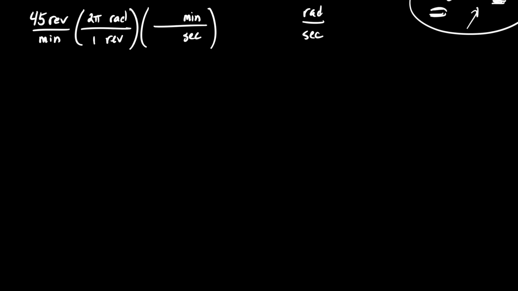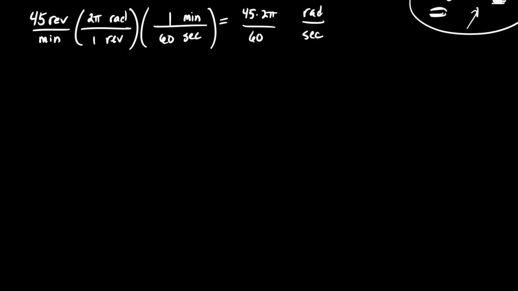I need a conversion fact. I have a conversion fact. I know that there are 60 seconds for every 1 minute. There. Now I can't screw this up unless I somehow put it in my calculator wrong. I multiply across on the top, and I'll get 45 times 2 pi. Multiply across on the bottom, and I get 60. I need to work that out, but my answer will be radians per second.